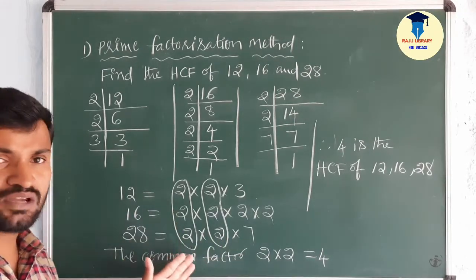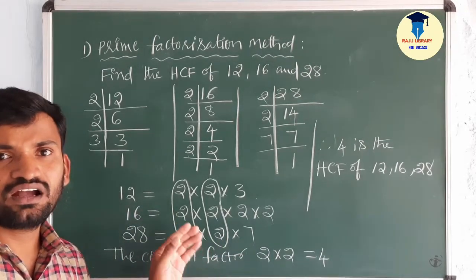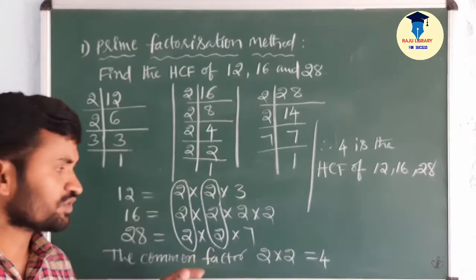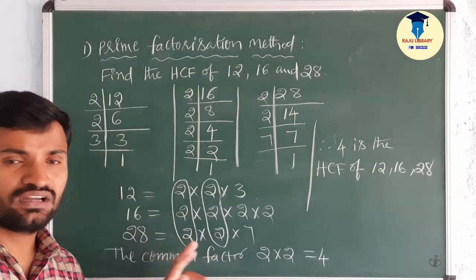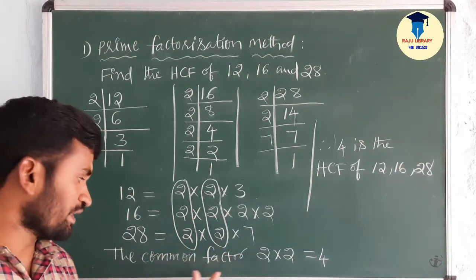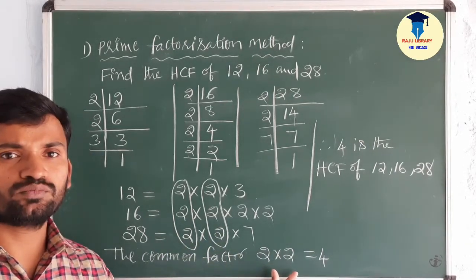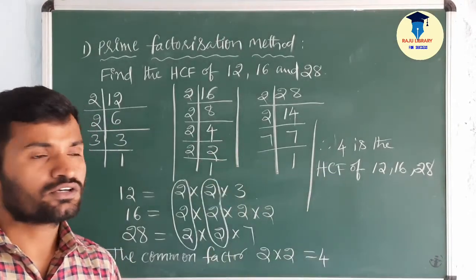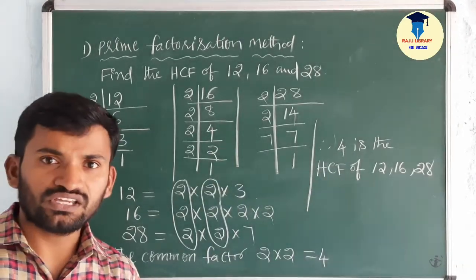So in all the factors I am writing, I am observing and identifying which are common in the three. So 2 is common and here 2 is common. So I am writing the common factor here, 2 into 2. 2 into 2 is 4.